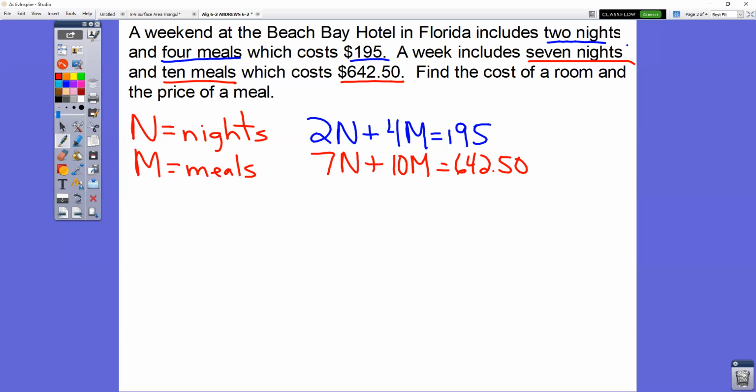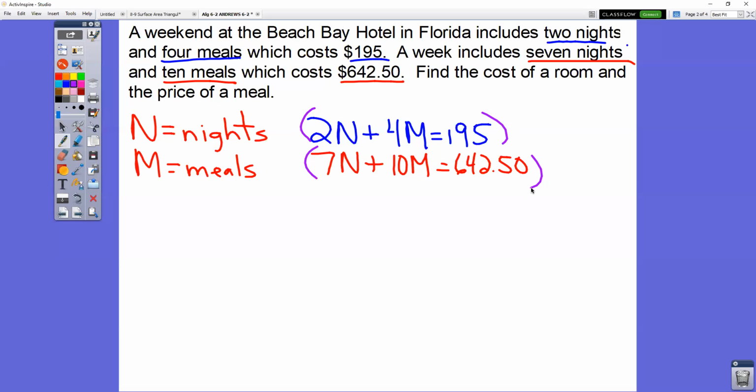Now, 2 does not go in evenly to 7. 4 does not go in evenly to 10. So in order to create our own opposites, we're actually going to have to multiply both equations on this one. Now, the easiest way to figure out what the opposites are is to multiply your 2 numbers together. I can either make opposites with my n's, so 2 times 7 is 14, or I can make opposites with my m's. 4 times 10 is 40.